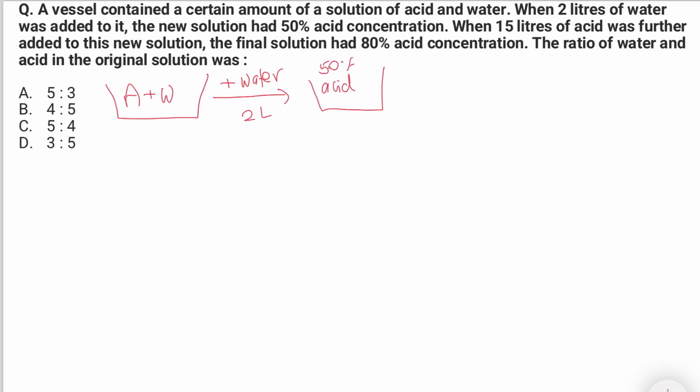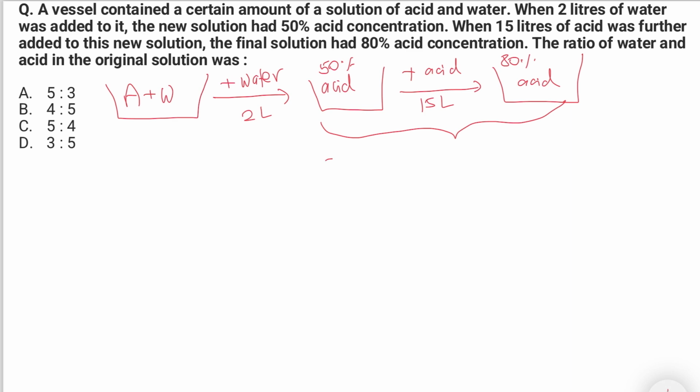Now, when 15 liters of acid was further added to this, the final solution had 80% acid. They're asking us the ratio of water and acid in the original solution. So let's start by working in the reverse direction. Let's start by looking at the last transaction.